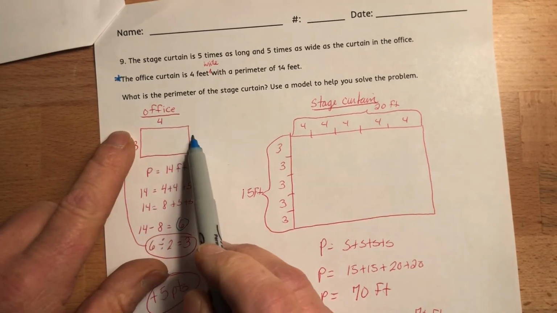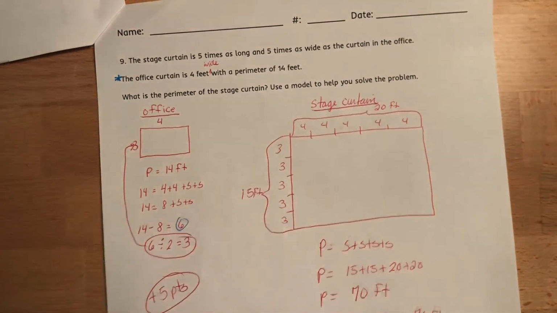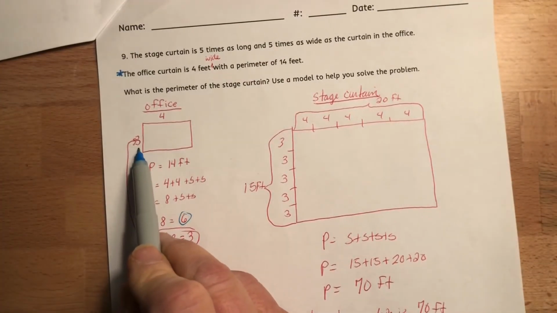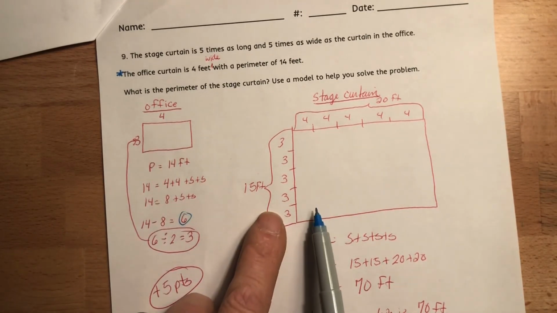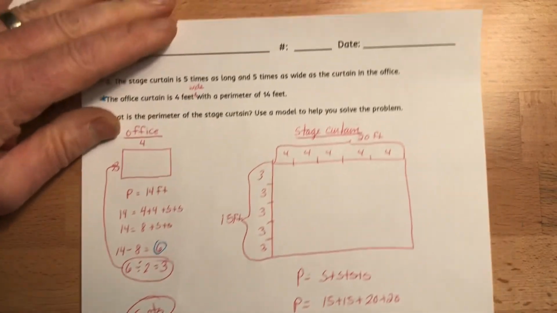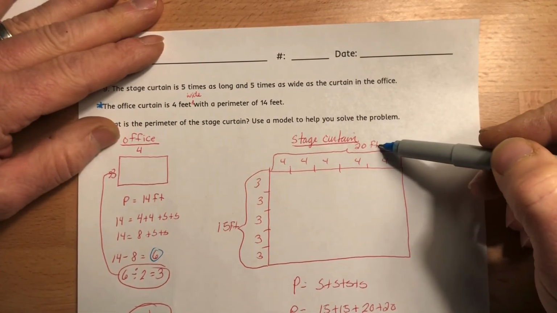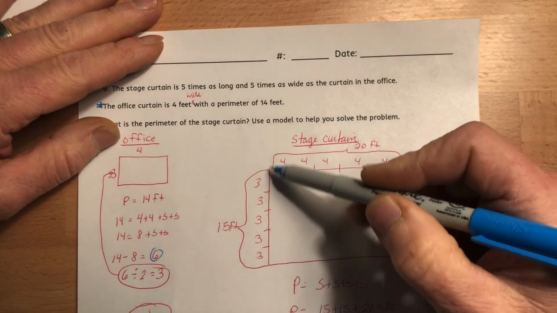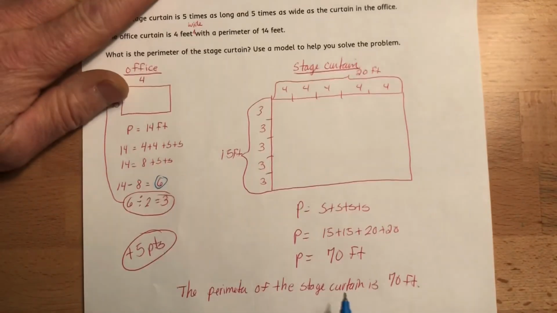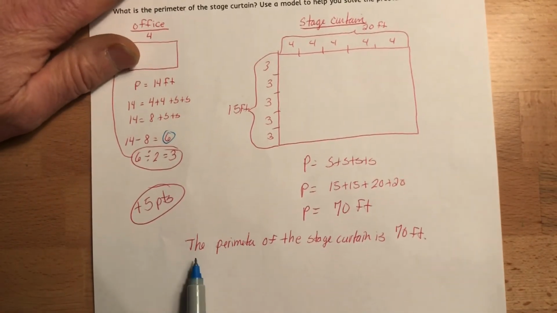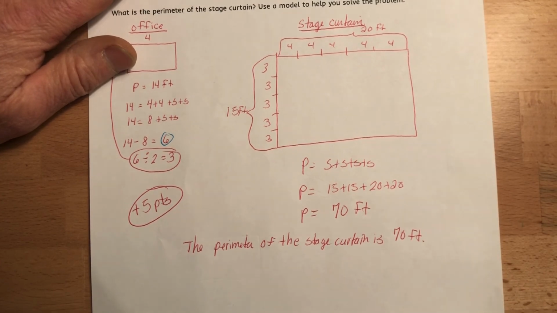So 4 plus 3 would be 7. 4 plus 3 would be another 7. Put it together, that's 14. So I know that the length is 3 and the width is 4. So the stage curtain is 5 times that. So I drew a big, huge rectangle and did 5 times 4 across the top, which was 20 feet, and 5 times 3 up here, which is 15 feet. I added up all my sides, and I came up with 70 feet. And here's my answer. The perimeter of the stage curtain is 70 feet, okay?